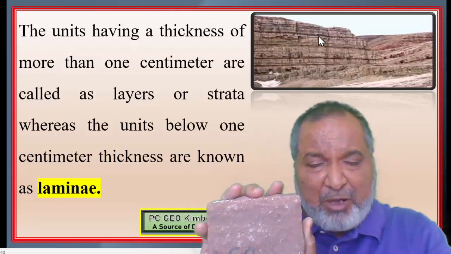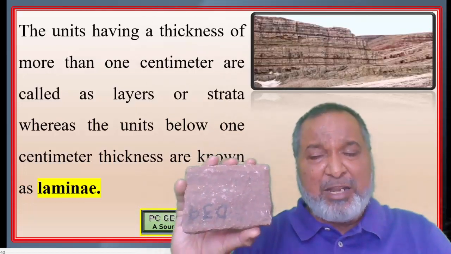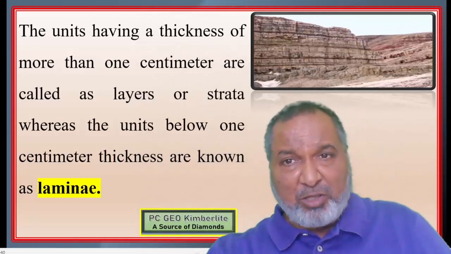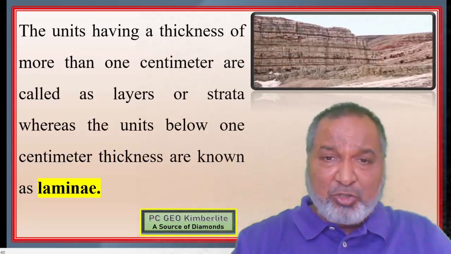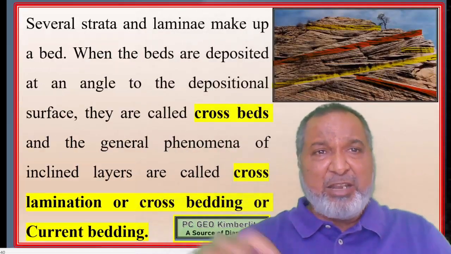In the field, you are going to have the parallel bedding. If a map is there, you can draw the section along the map, so you can get the idea of the bedding. So the lamination is where the thin material is there.